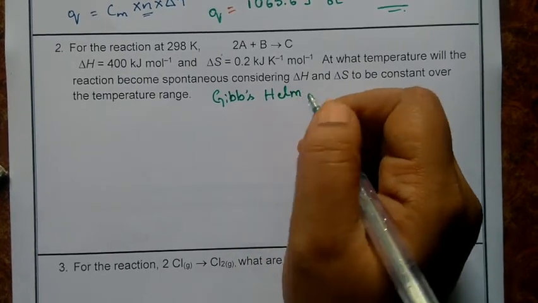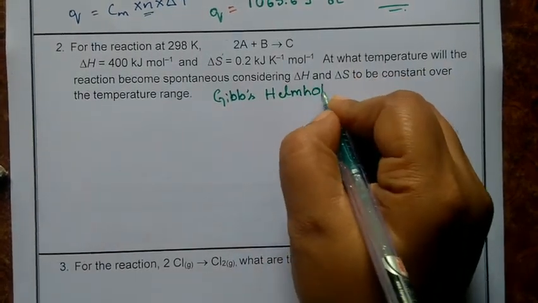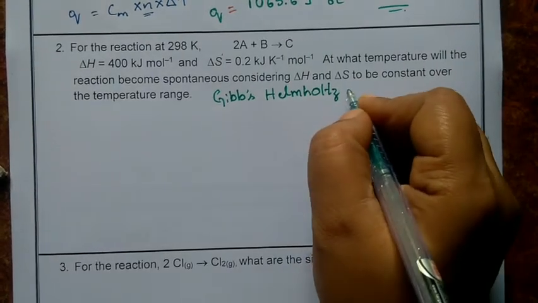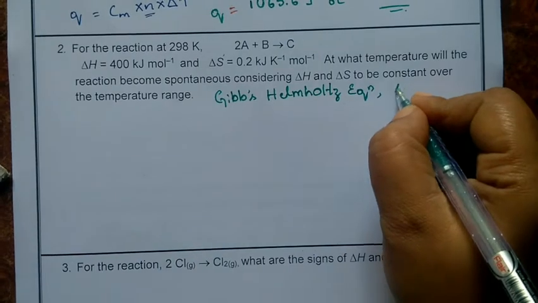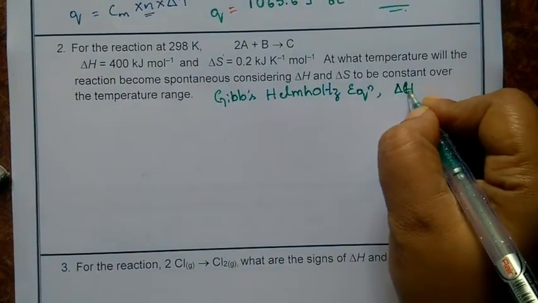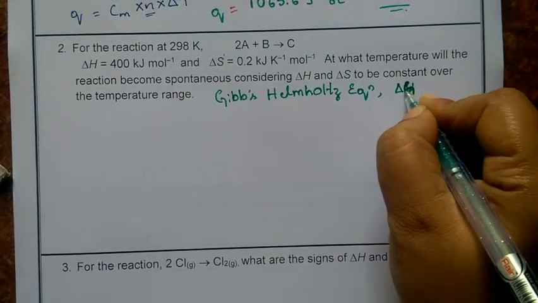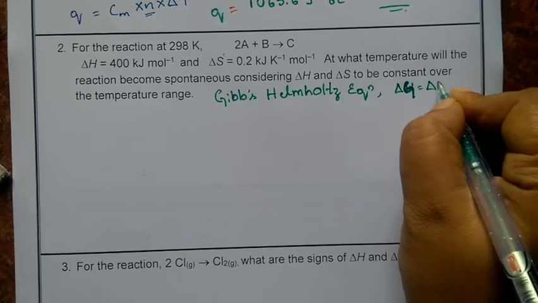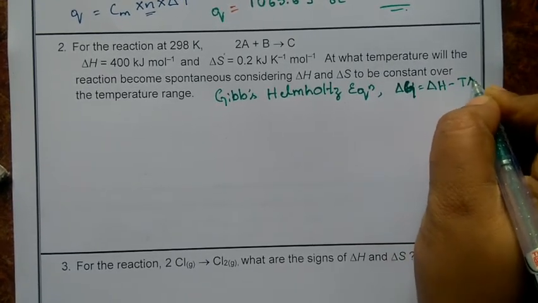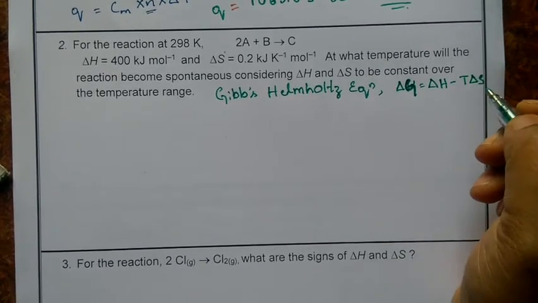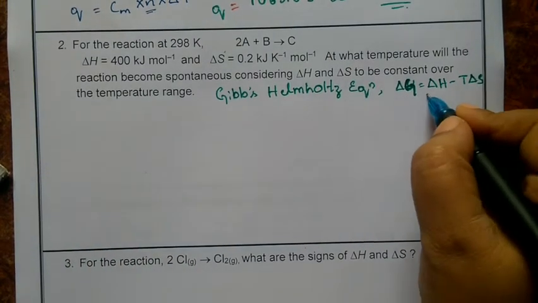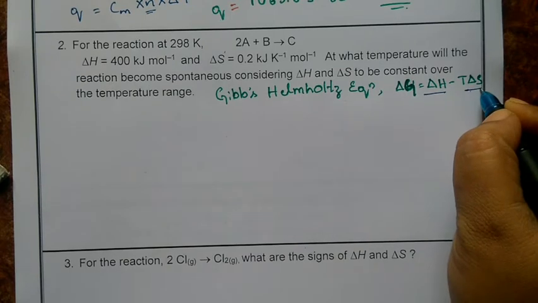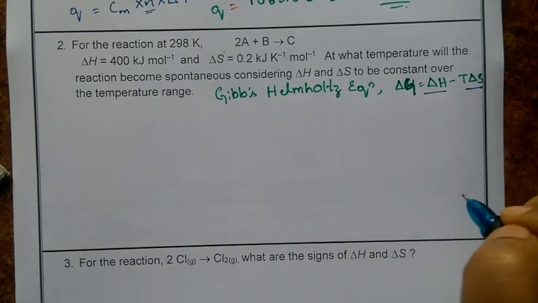Gibbs-Helmholtz equation. And what is that Gibbs-Helmholtz equation? Delta G is equal to delta H minus T delta S. You have delta H, you have delta S, as well as you have temperature also.